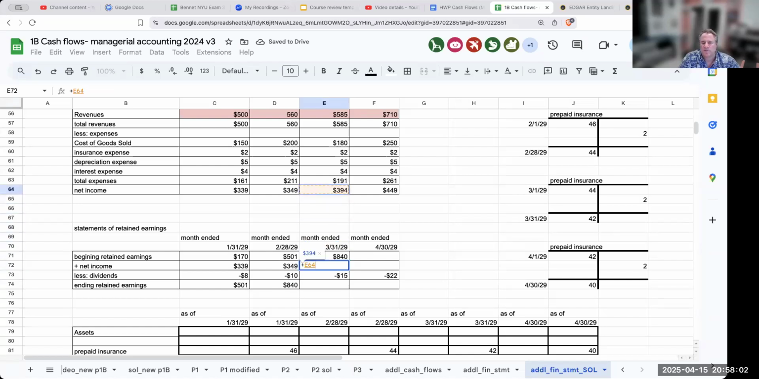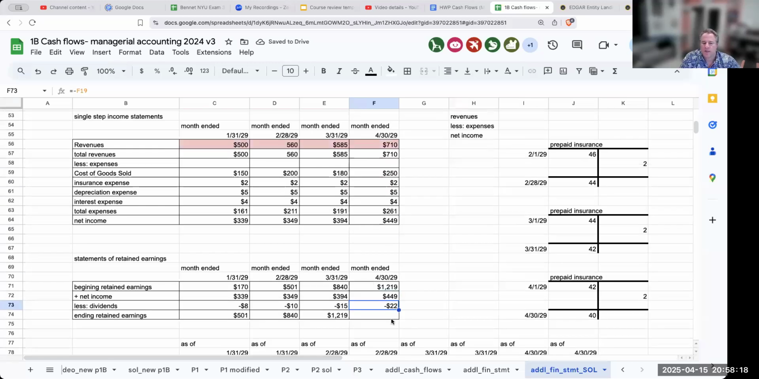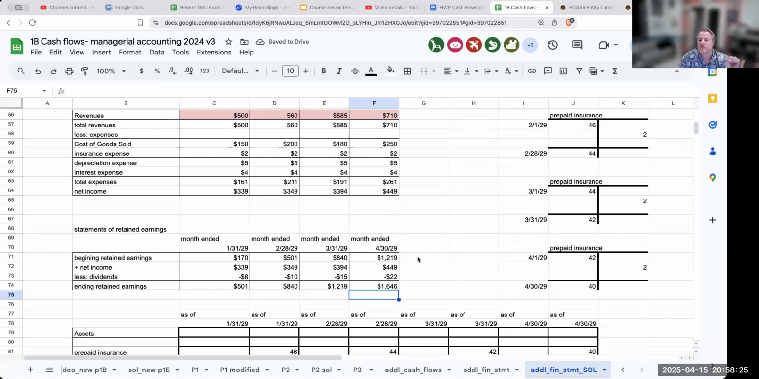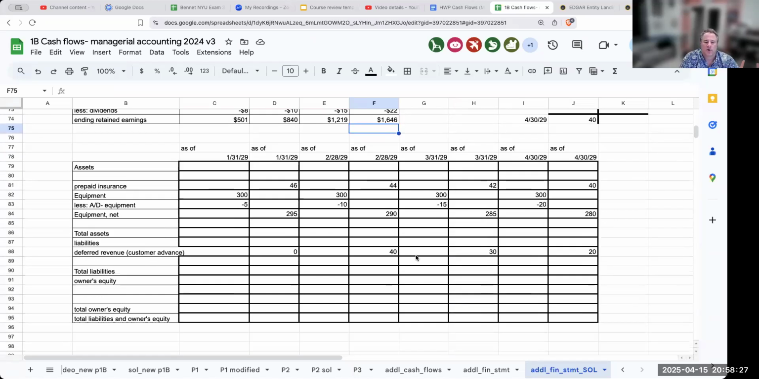My net income was 394. So my ending retained earnings is my beginning plus my net income minus my dividends. This now becomes my beginning retained earnings for the following month. I add in my net income for the month of April, less my dividends, and this is going to be my ending retained earnings. Remember, retained earnings is a component of owner's equity.